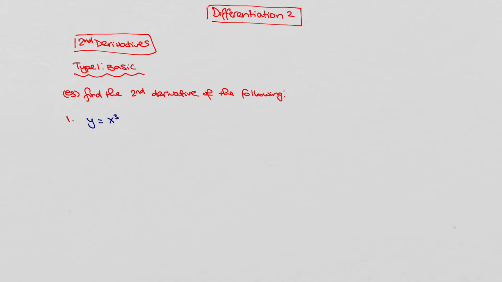Differentiation 2, second derivatives, type 1 basic. So when we're asked to find the second derivative of a function, all we have to do is differentiate once and then take that answer and differentiate a second time.